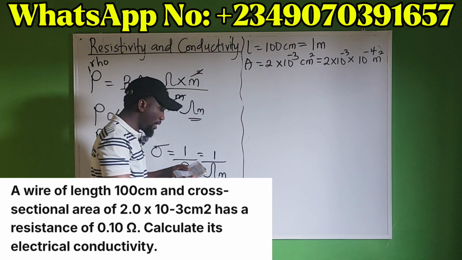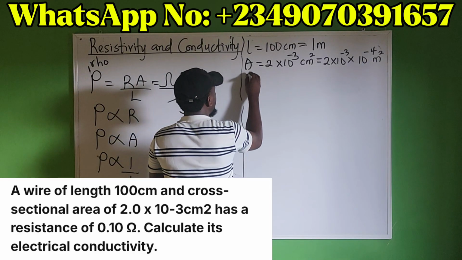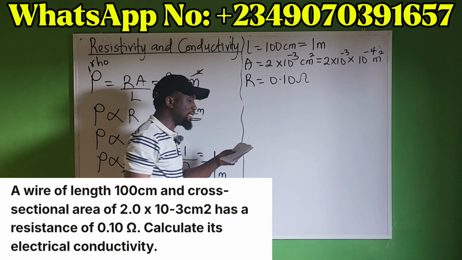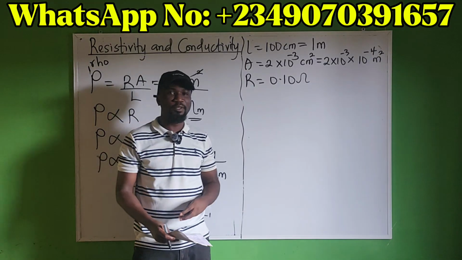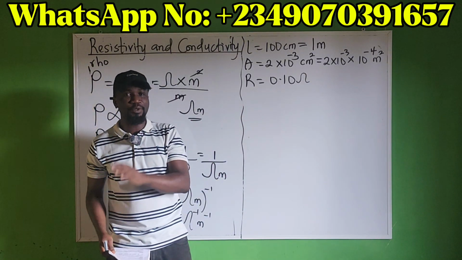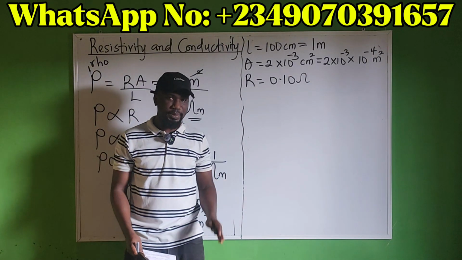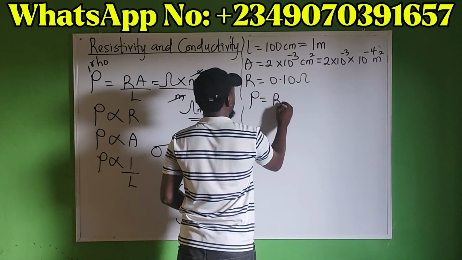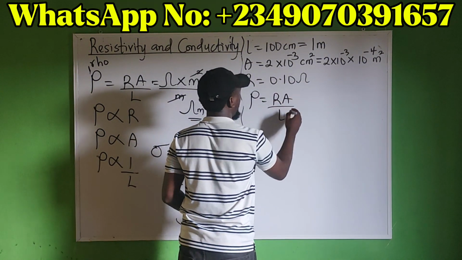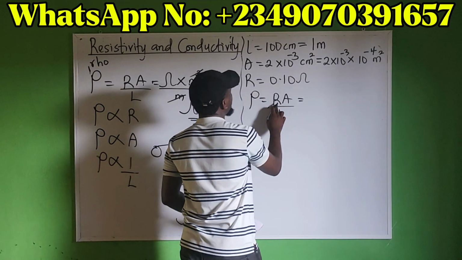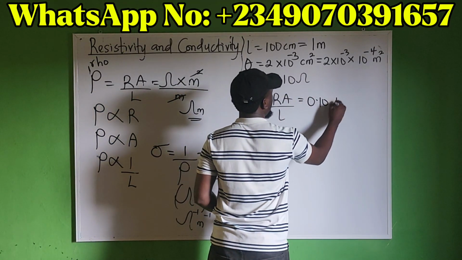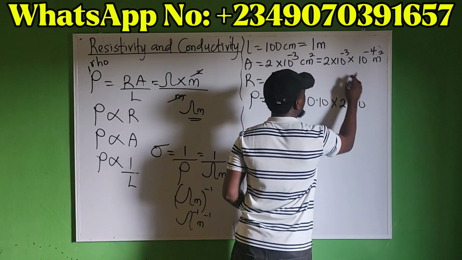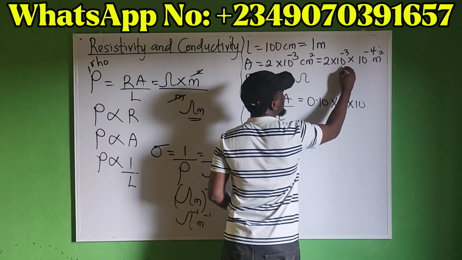Alright. As a resistance, the value for the resistance is 0.10 ohms. Calculate its conductivity. So for us to get the conductivity, we have to get the resistivity. So resistivity now is what? RA over L. So what is R? R is 0.10. And what is A? A is 2 times 10 to the negative 3 times 10 to the negative 4.